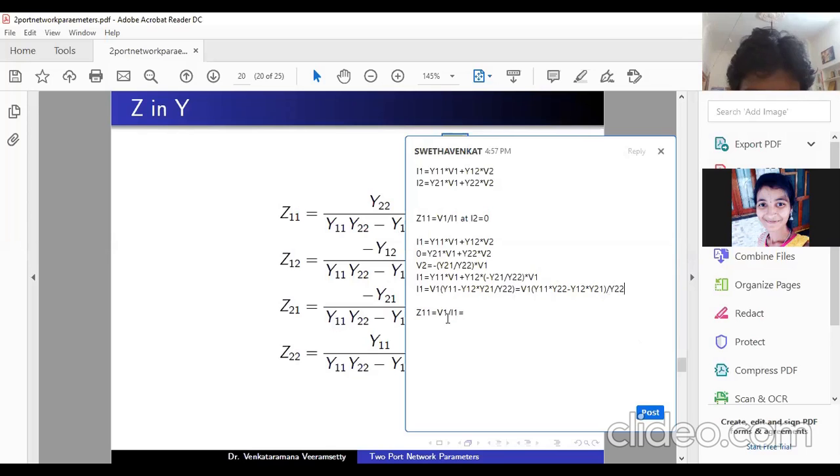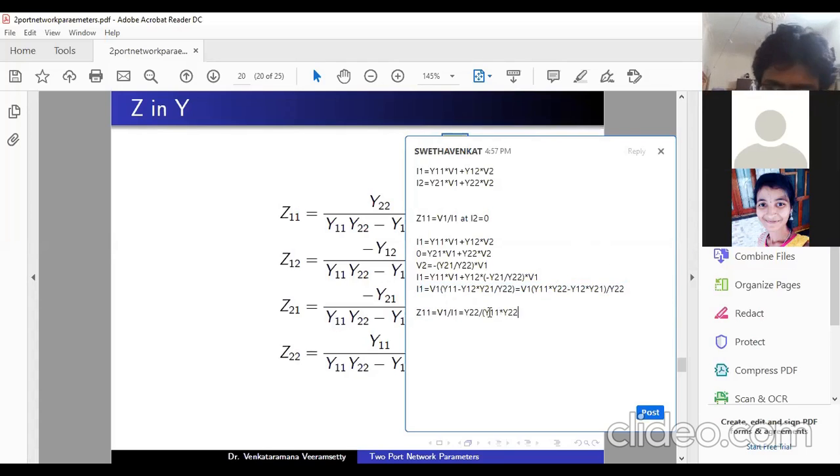Now what is the value of V1 by I1? We can write this as V1 by I1. That means move this I1 toward this side. So we can write this expression as Y22 divided by Y11 into Y22 minus Y12 into Y21. Is it okay, Nama? Right?